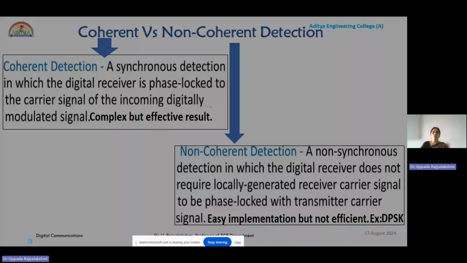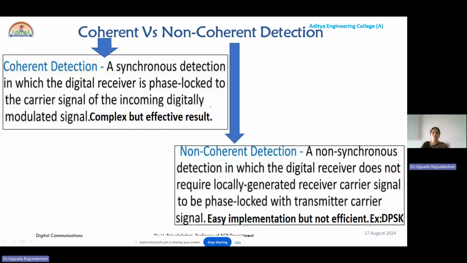And coming to the different types of detection, there are 2 different types of detection. One is coherent and another is non-coherent. In coherent detection, a synchronous carrier is used. That is synchronous in terms of both frequency and phase, as well as timing synchronization. The carrier must be frequency and phase locked to the carrier used at the transmitter section. So it is somewhat a complex technique, but it gives an accurate result.